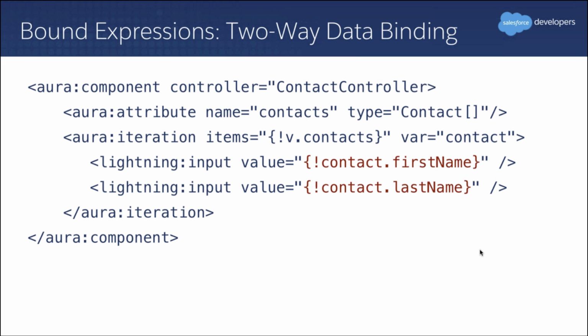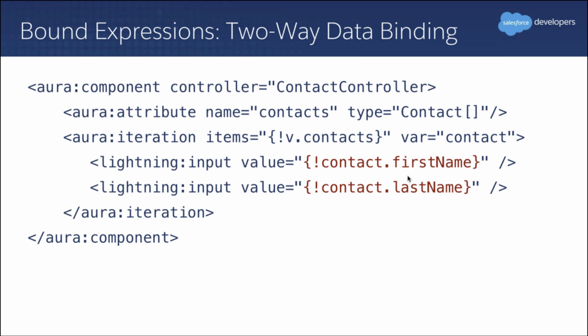Okay, let's take a look at bound expressions first. Bound expressions are essentially a way to implement what is known as two-way data binding. I'm going to use a simple example where I'm iterating through a list of contacts. I display a list of contacts using aura iteration, and let's say that for each contact, the user can modify some fields. In this case, I only put the first name and the last name.